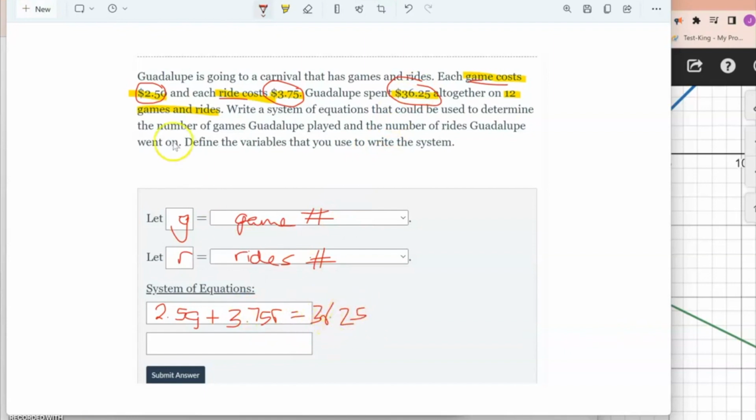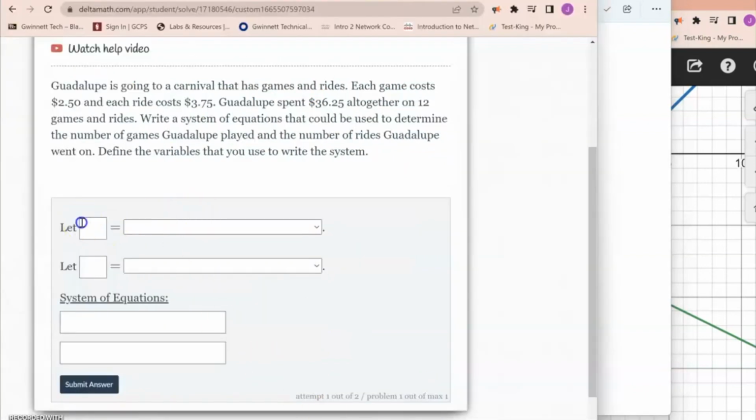And then when you have four numbers, so this is a four-number example, you set up money, money, money, or something, something, something. And then the second equation, the last number is always going to be the variables added together. So G plus R is equal to 12. Okay, and that's it. So G equals the number of games, R equals the number of rides. And then you type in those equations. I'm not going to type them in, but you type them in.